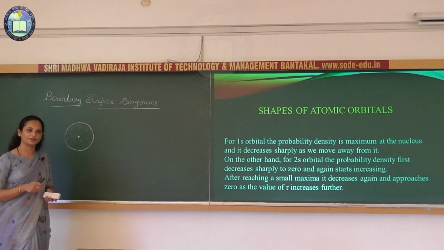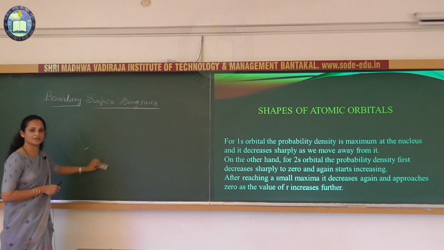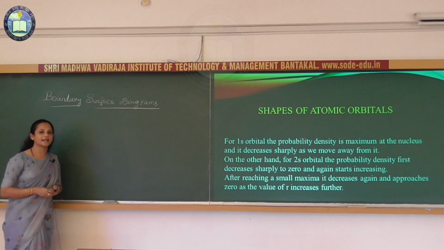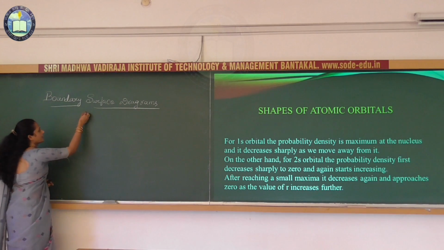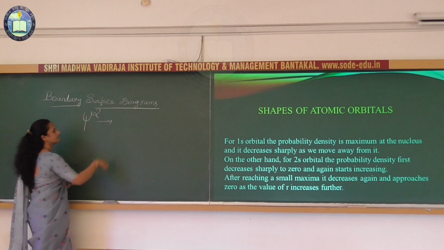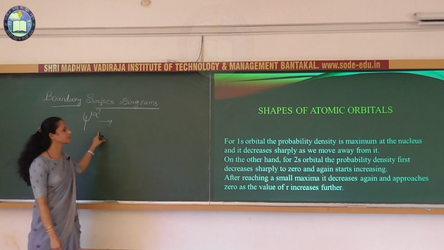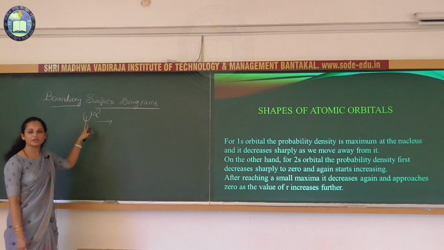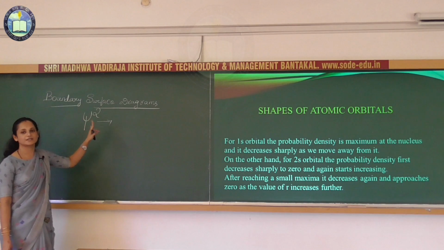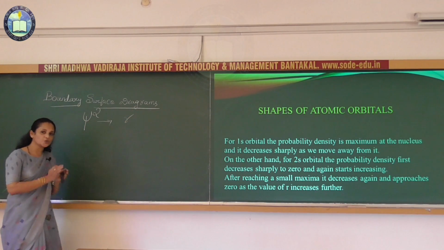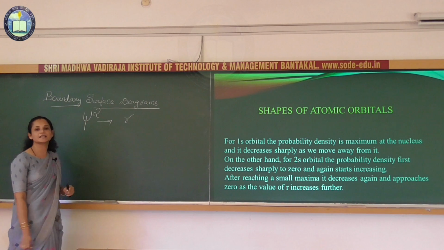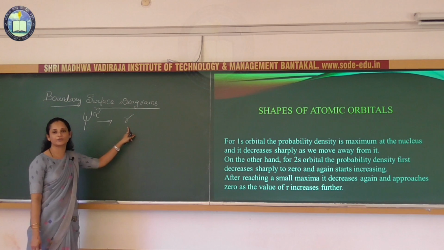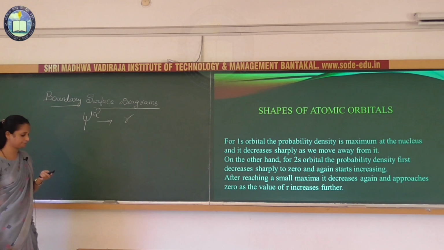For the s orbital, I will take 1s and 2s for comparison. When we plot a graph of psi square, psi square means probability density or electron density. If we plot a graph of psi square versus r, that is, how the probability density varies as we move away from the nucleus, let us plot the graph of psi square versus r for the 1s and 2s orbitals.